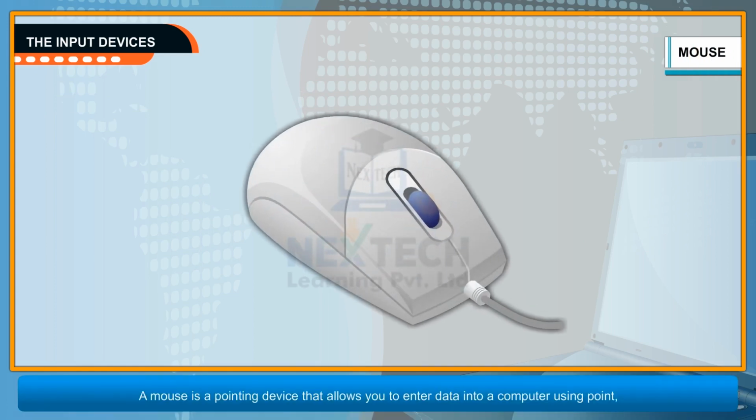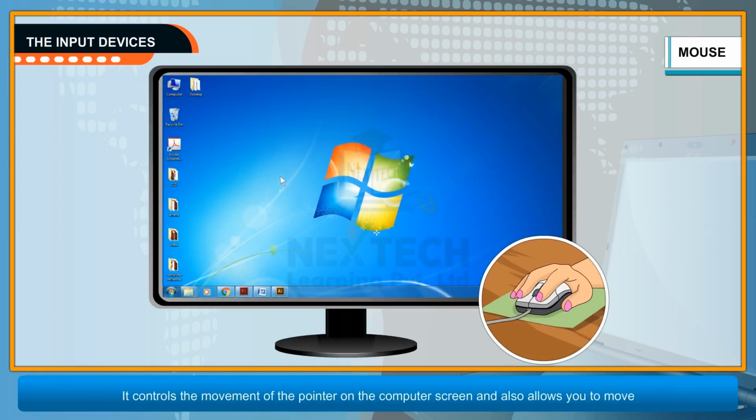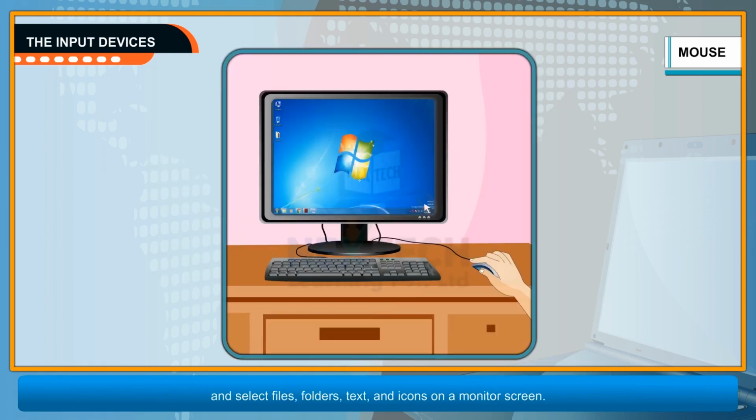Mouse. A mouse is a pointing device that allows you to enter data into a computer using point, click, and drag and drop commands. It controls the movement of the pointer on the computer screen and also allows you to move and select files, folders, text, and icons on a monitor screen.